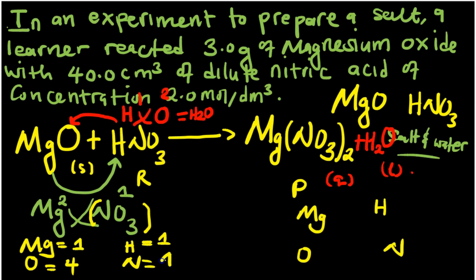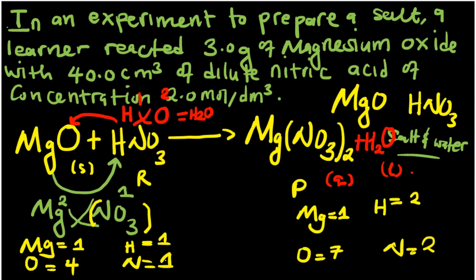Then what about on the product side? We have magnesium, only 1. Oxygen, we have 2 multiply 3, that is 6, plus 1, which is attached to water, that is 7. Then what about hydrogen? Hydrogen, we have 2. And of course the nitrogen, 2 multiply, so 2 nitrogen. 2 multiply nitrogen there, that is 2 nitrogens.